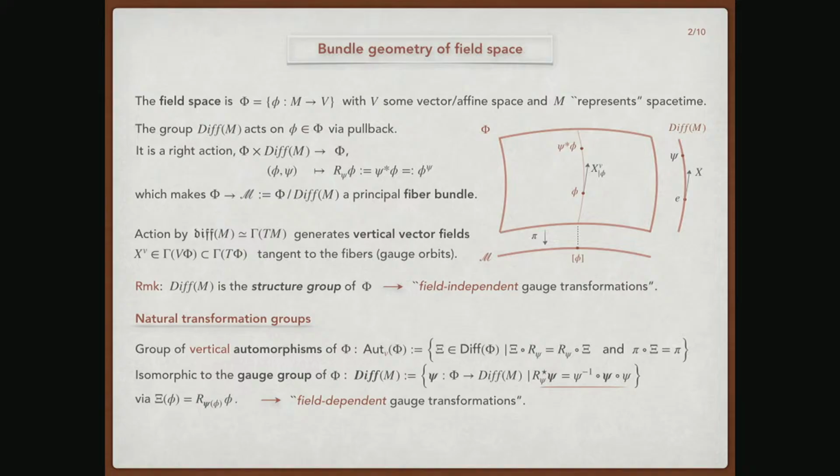Because the bold psi is a functional, it is a diffeo, for sure, but it is a functional of the field. So it's a field-dependent diffeomorphism. So the structure group, the normal diffeomorphisms, the ones that don't depend on the field, constitute the structure group of the principal bundle field space. They are field independent. The gauge group are the field-dependent ones.